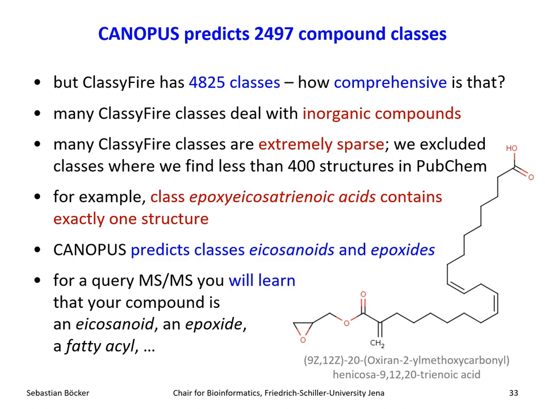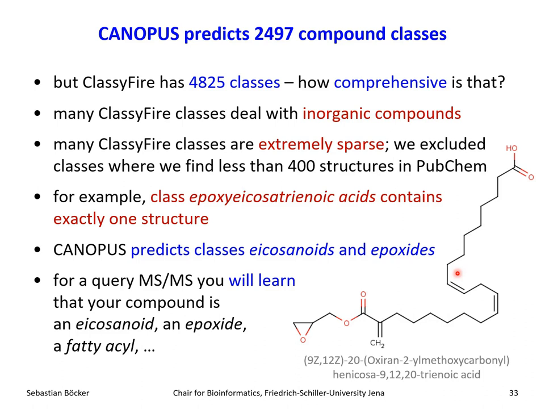If there's a good reason to also predict some of those inorganic compound classes, then please tell us so we can add them. We also have to make sure that we have the training data to do that. Other classes that we discard are those which are extremely sparse. They are so sparse that we don't even find examples in PubChem. And if we don't even find examples in PubChem, what good will such a compound class be for you? For example, there's this compound class, epoxyeicosatrienoic acids. It contains only a single structure in ClassyFire. Only a single structure is listed.